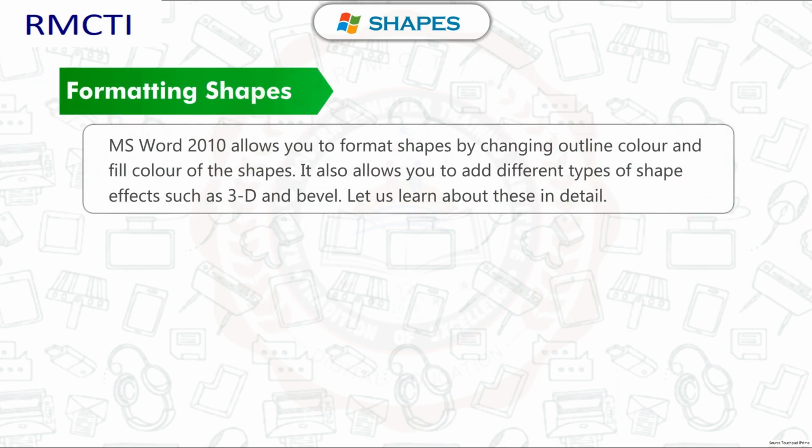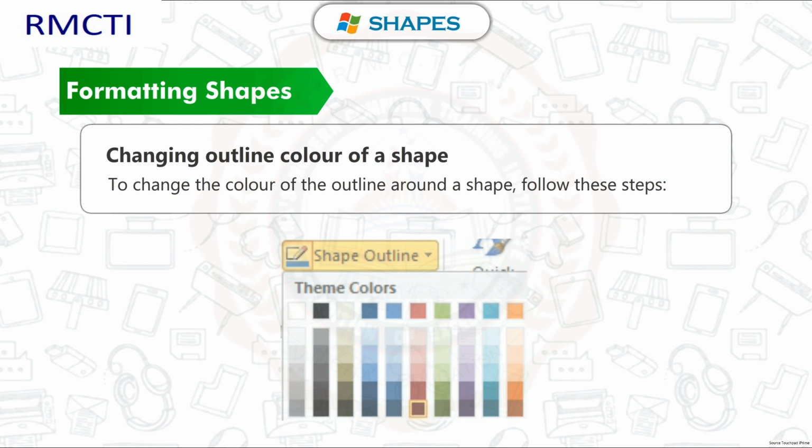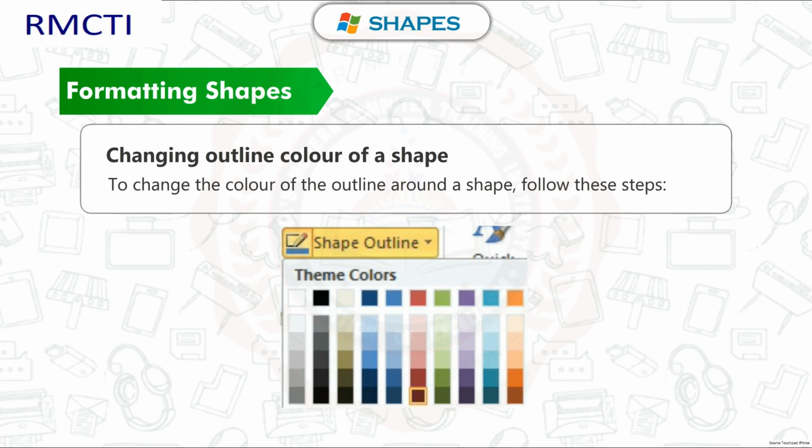Formatting shapes. MS Word 2010 allows you to format shapes by changing outline color and fill color of the shapes. It also allows you to add different types of shape effects such as 3D and bevel. Let us learn about these in detail. Changing outline color of a shape.